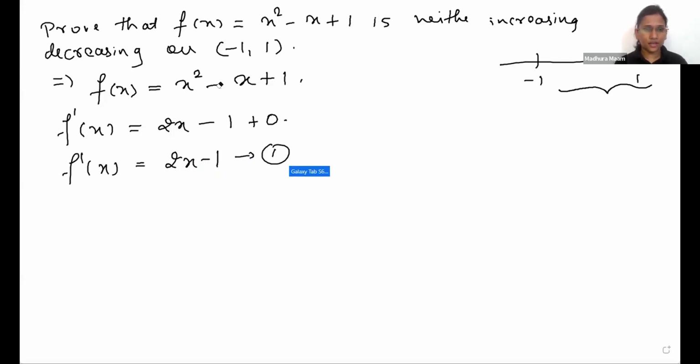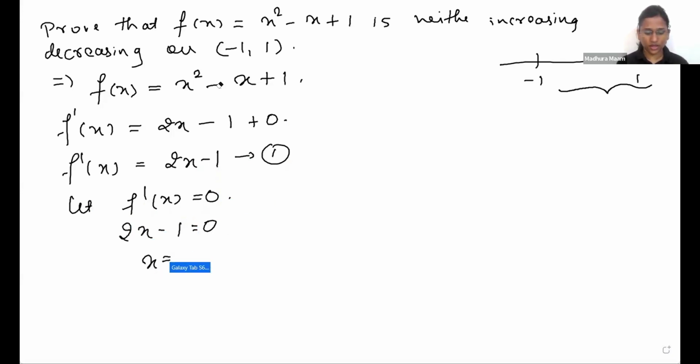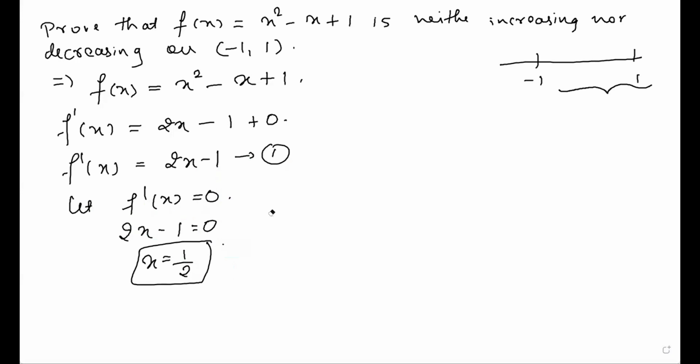Okay. So how do we find the critical point? Let f dash of x be 0. So 2x minus 1 equals 0. So the x value, the critical point value, is 1 by 2. Okay. Am I audible to everyone? Yes, ma'am. Okay. So the critical point is x equals 1 by 2.